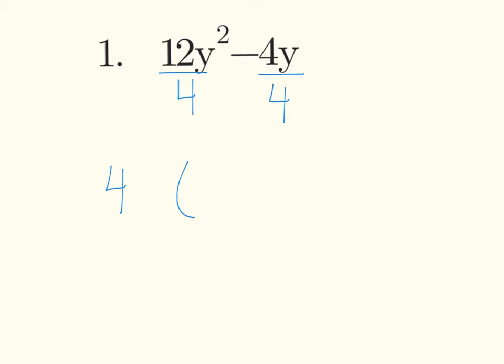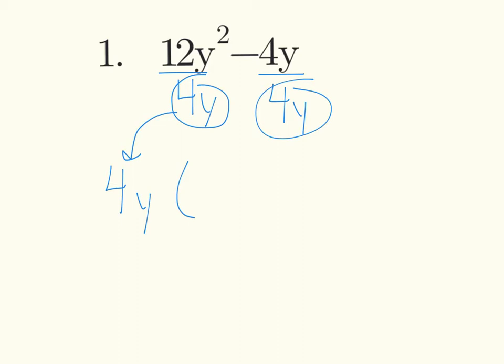So we are going to factor out 4y to the first. Okay, so whatever you factor out, whatever is on both terms, is going to go outside the parentheses. Okay, and then what goes inside the parentheses is just your division.